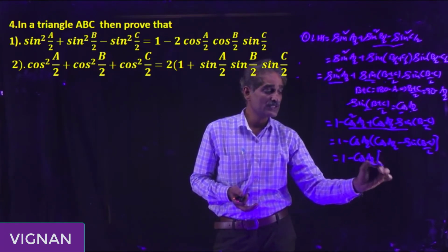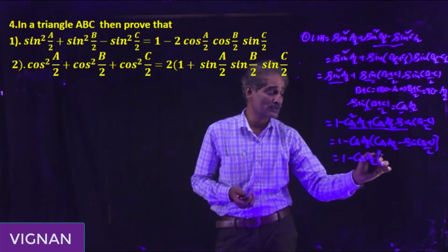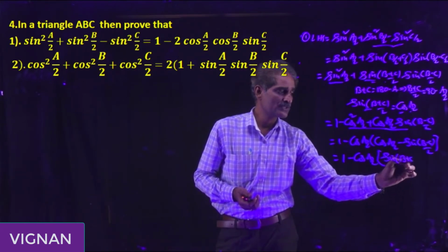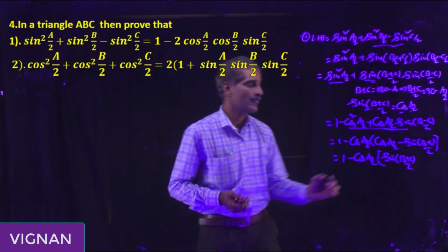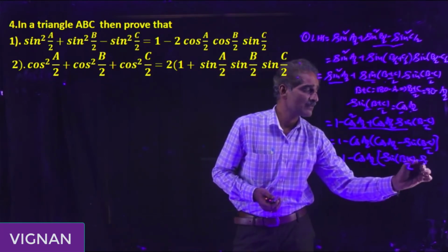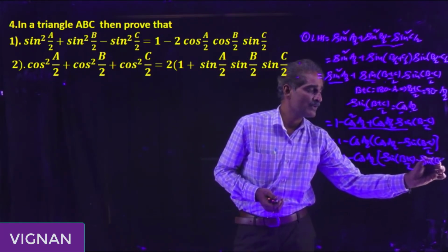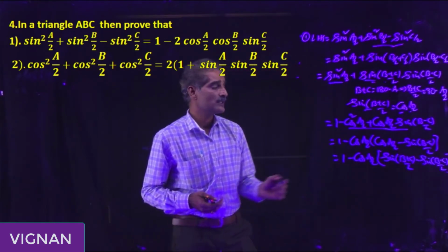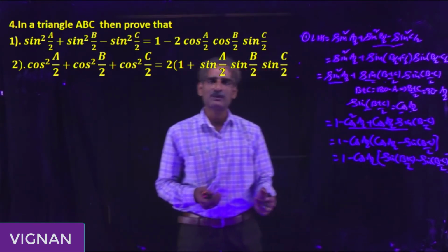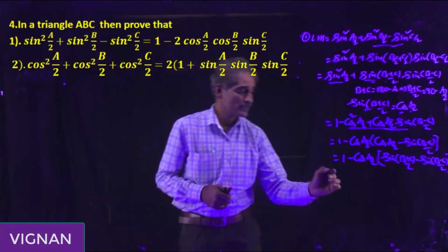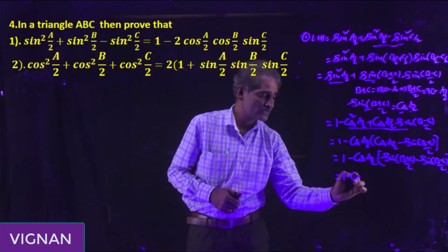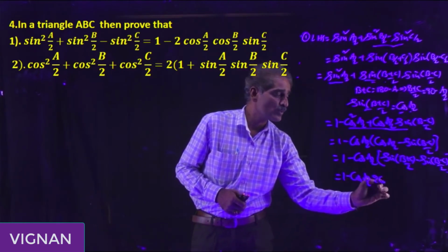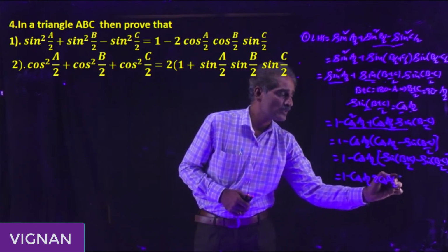It is very easy and very important from a 7 marks point of view. Sin of (B plus C)/2 minus sin (B minus C)/2. Sin A plus B minus sin A minus B is 2 cos A sin B. So 1 minus cos A by 2 into 2 cos B by 2 sin C by 2.